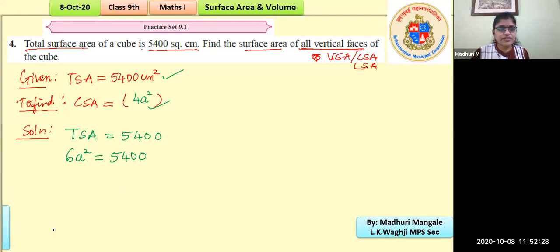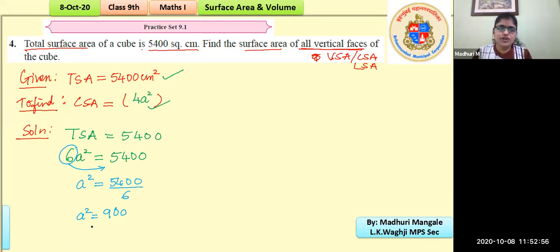How do we get rid of the 6? The 6 over here is in multiplication, and on that side it would be division. So that will be a squared equals 5,400 divided by 6. I hope you all are working it out with me. So a squared will be, 6 times 9 is 54.